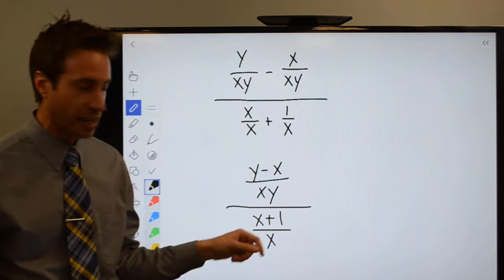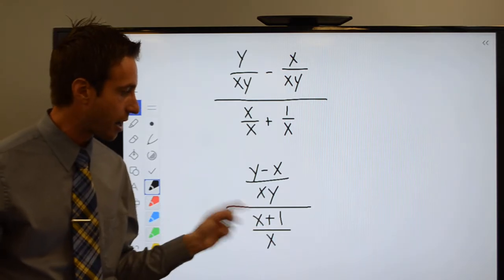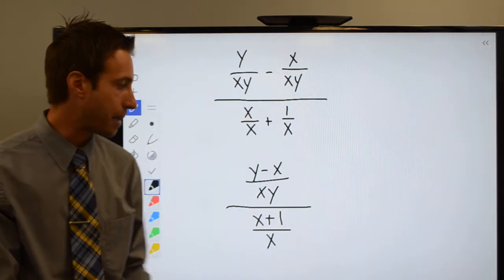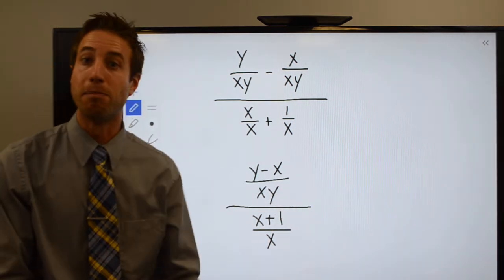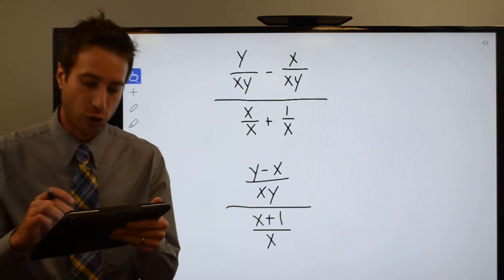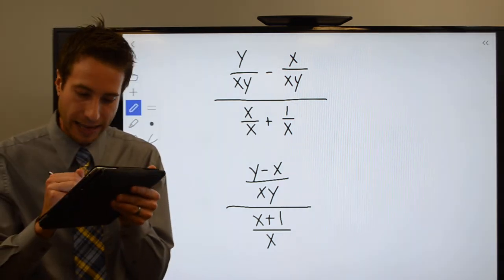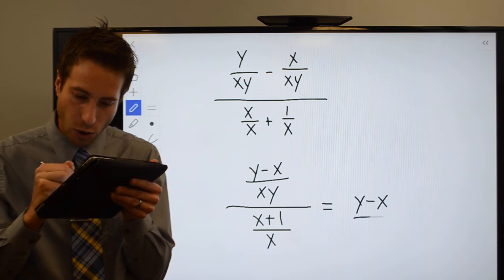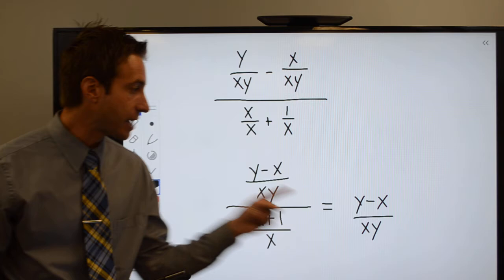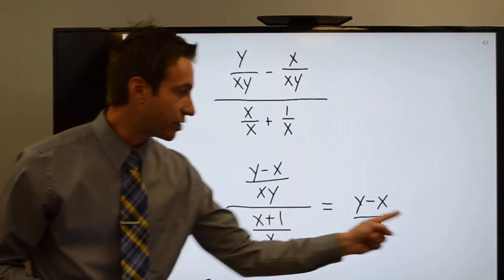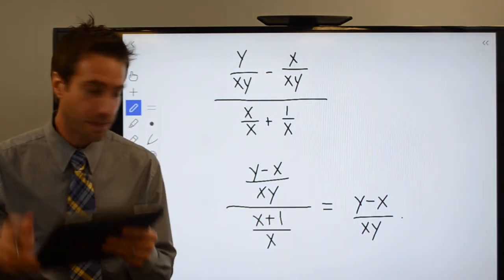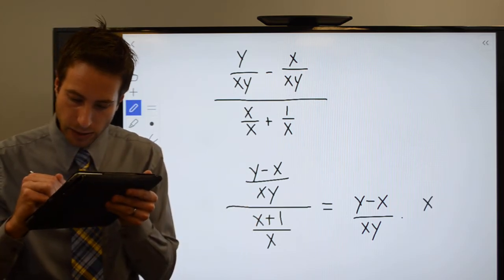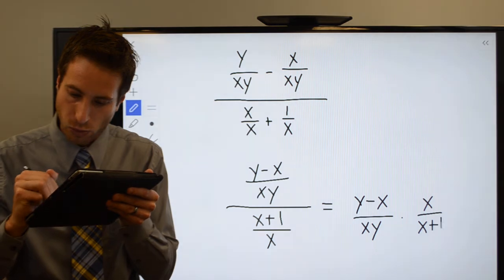This is a complex fraction where I have a fraction in the numerator, a fraction in the denominator. Since it's division, we recognize it as keep it, change it, flip it. Keep the top, multiply by the reciprocal of the bottom. So let me rewrite it. And I'll do it right here so you guys can see this. It's y minus x over xy, right? That's my numerator. Change the division to multiplication, and then flip, get the reciprocal of the bottom: x over x plus 1.